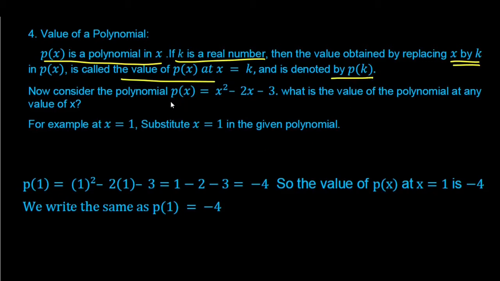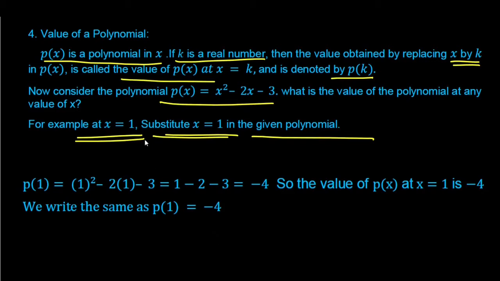Now let us consider one example. P of x is equal to x square minus 2x minus 3. What is the value of this polynomial at any value of x? For example, let us take x is equal to 1. To find the value of p of x at x equal to 1, substitute x equal to 1 in the given polynomial. We denote value of p of x at x equal to 1 as p of 1. P of 1 is called value of p of x at x equal to 1.